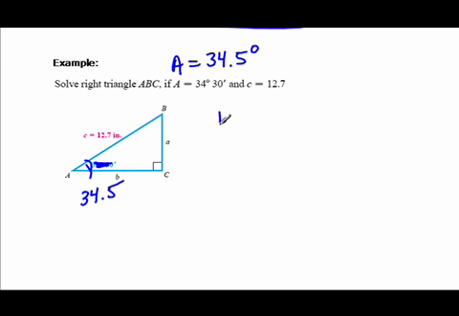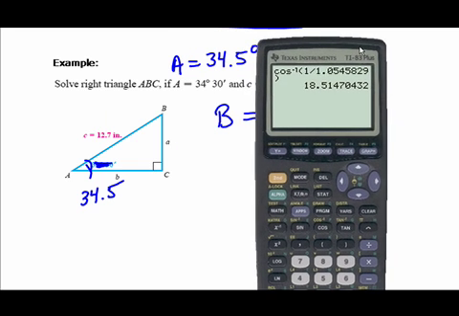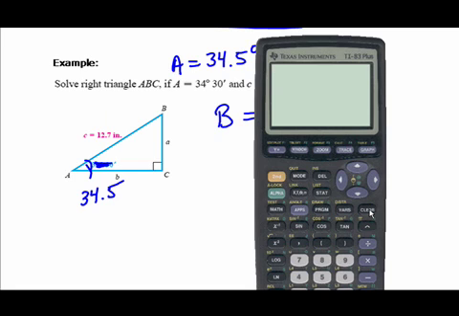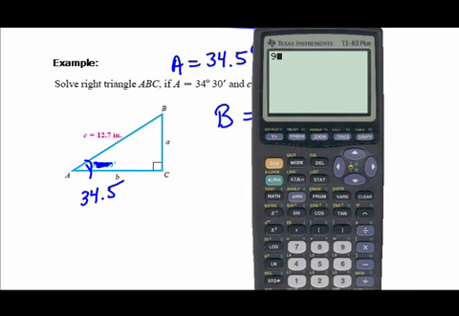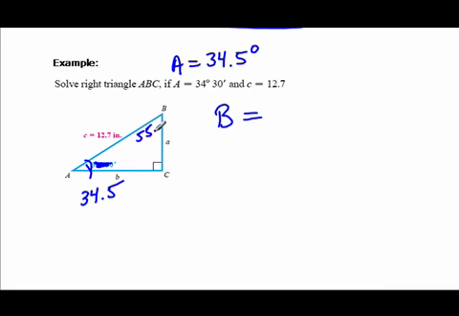Angle B is found by taking two ways of looking at it. You can take 180 degrees minus 90 minus 34.5, or another way of looking at it is that angle A and B have to be complementary. They have to add up to be 90. So we can simply take 90 degrees, subtract off 34.5 degrees, and get 55.5 degrees. So angle B, we now know is 55.5. I got all three angles. I got one of the sides. Now I need to come up with the other two sides.